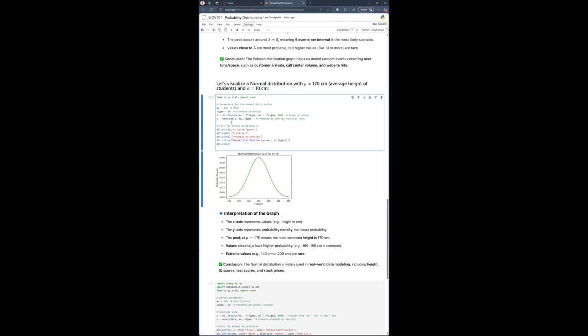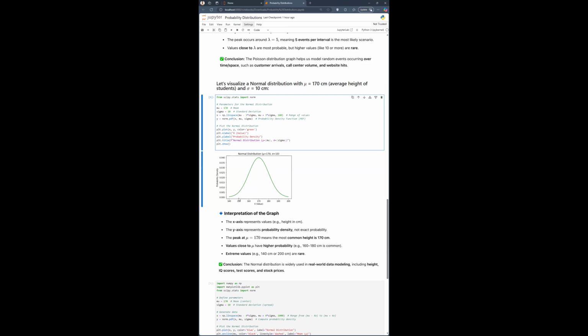And norm.pdf, we'll just pass this x, that is the range of values. These values will be between 140 and 200, because we got it from this x. And then we are passing mu and sigma, the mean of that probability distribution, and sigma here is the standard deviation. Now let's plot that. We already have x here, the range of values, and y is the probability of that.